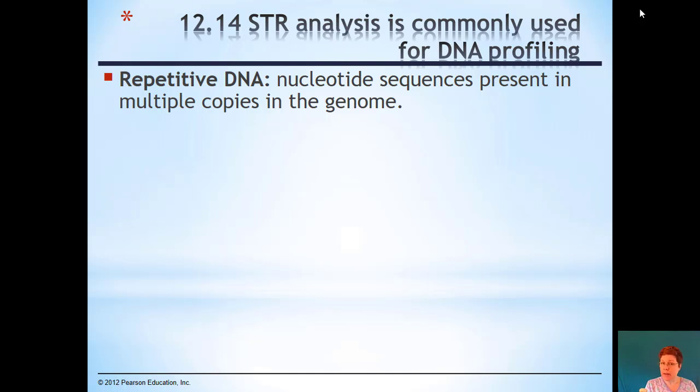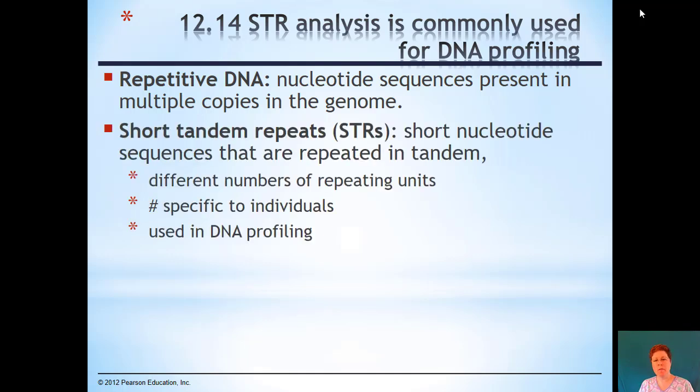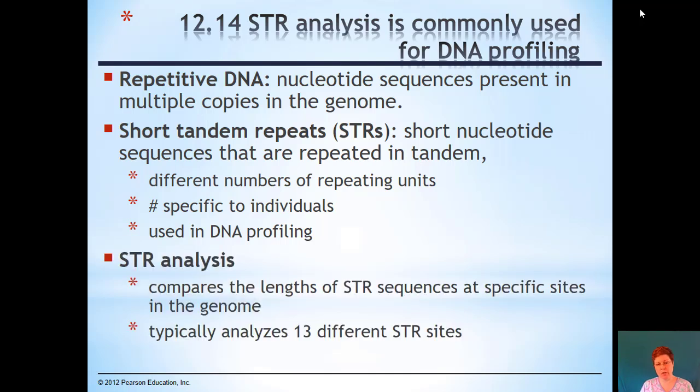Now, how many repeats, right? How many copies of that particular short tandem repeat are present in a particular individual can be characteristic of that individual. And so we have different numbers of those repeating units that can be characteristic to an individual, and we use this in DNA fingerprinting or DNA profiling. This is doing short tandem repeat or STR analysis, comparing the lengths of the STR sequences at these specific sites. Now, what does it mean by lengths?